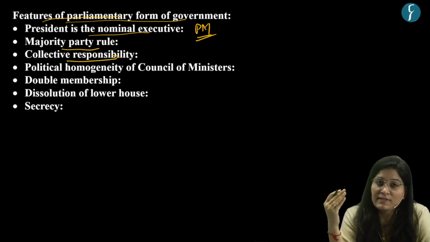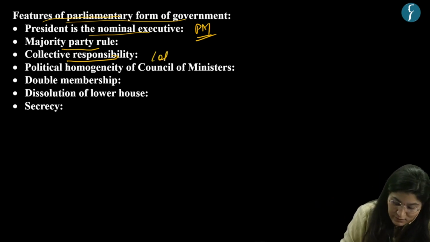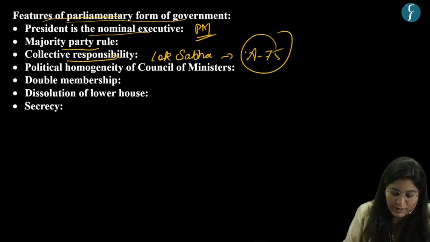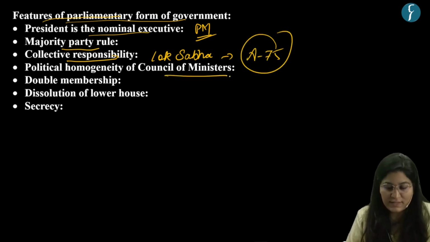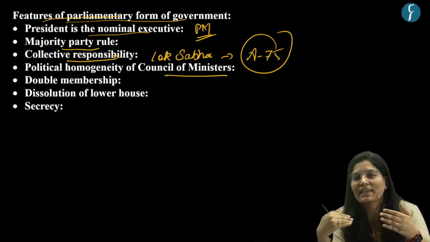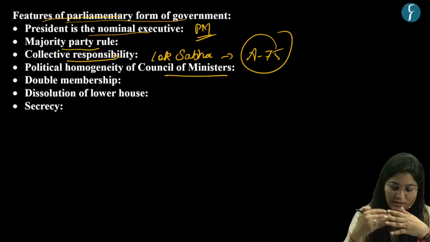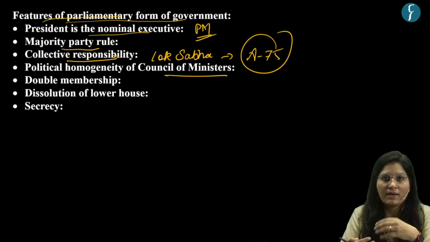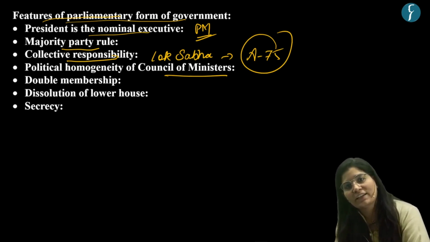That means ministers are collectively responsible to Lok Sabha under Article 75. Okay. The next is political homogeneity of Council of Ministers. That means that the Council of Ministers has ministers from the same party following the same ideology. Got it? So there is no rift. Members are from the same party and these members have the same political ideology.